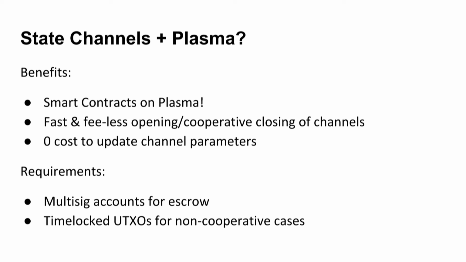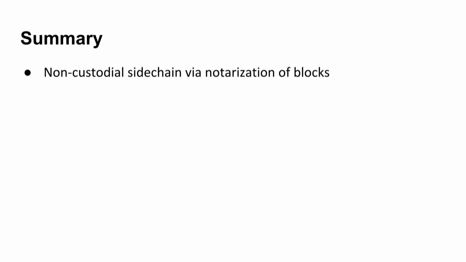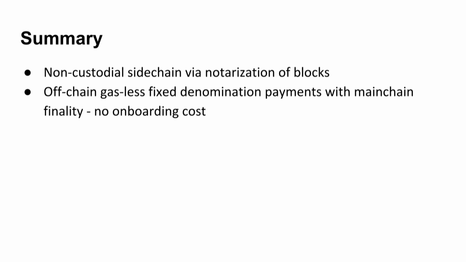And in order to do this, you basically need to have a multi-sig account on the Plasma chain and some time locks, so either a hash time lock contract or something similar. And this is ongoing work. So let me just summarize what I just said. Plasma is a non-custodial sidechain where you commit the blocks to the parent chain. And some people have started calling this commit chains, which is a nice term to avoid the confusion.